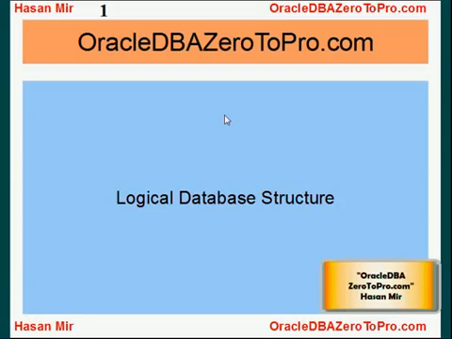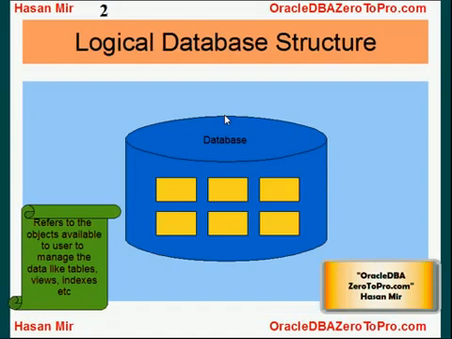This is Hassan Mir. In this tutorial I'm going to talk about logical database structure. So what is logical database structure? It refers to the objects available to users to manage the data, like tables, views, indexes, etc. So this blue object here is representing the database. The yellow objects are representing the database objects.